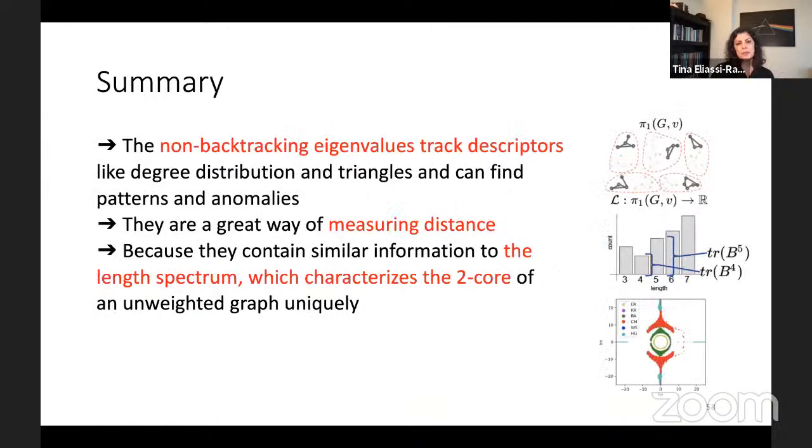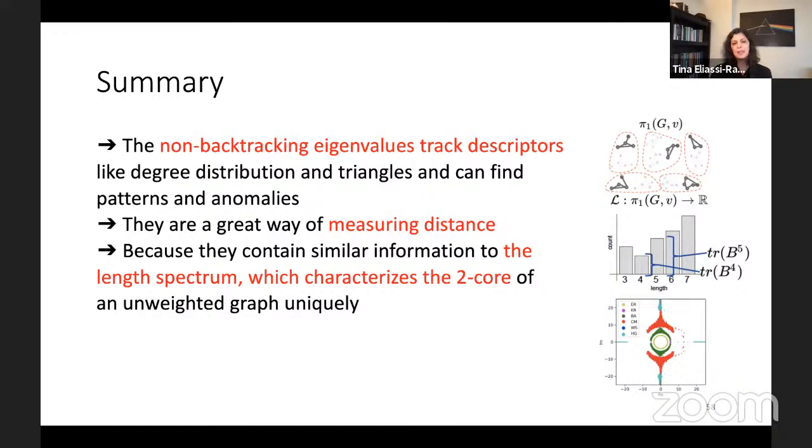So to summarize this part of the talk, the non-backtracking eigenvalues are good measures for degree distribution and triangles, and you can use them to find patterns and anomalies. For example, in the paper, we show lots and lots of results, for example, on the famous Enron email data set and how you can use this distance measure to find the graphs where significant events happen, where the CEO resigned, et cetera, et cetera.